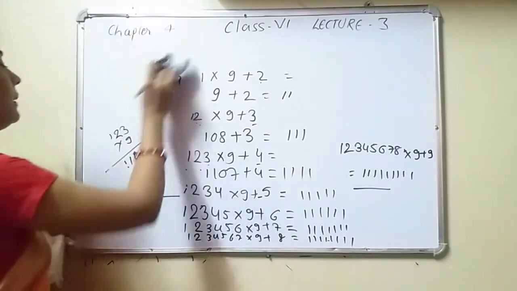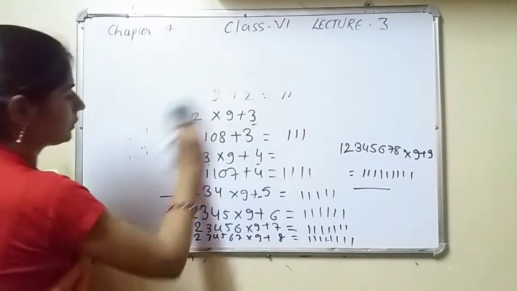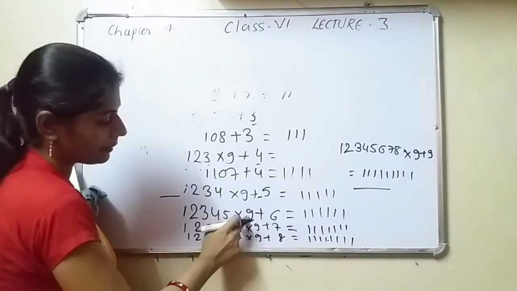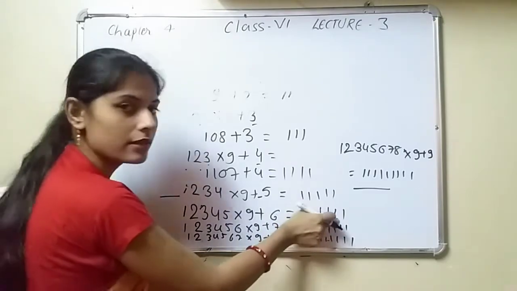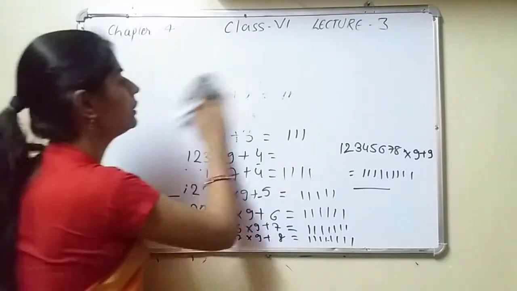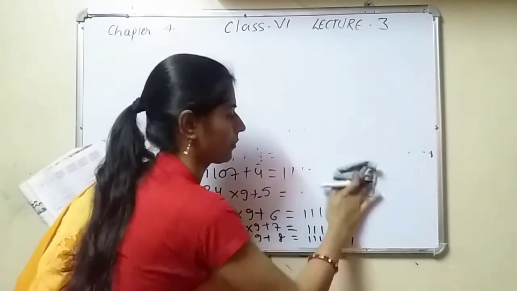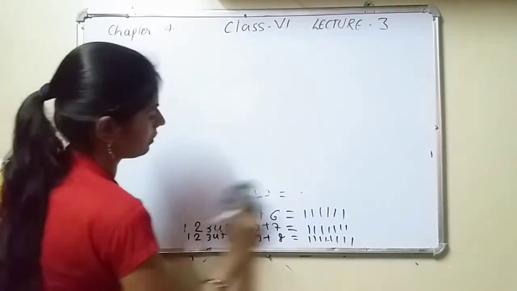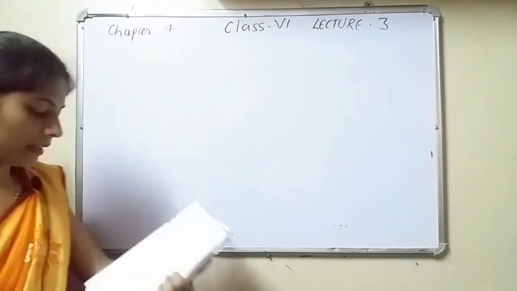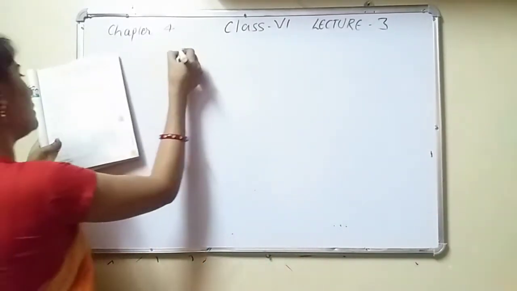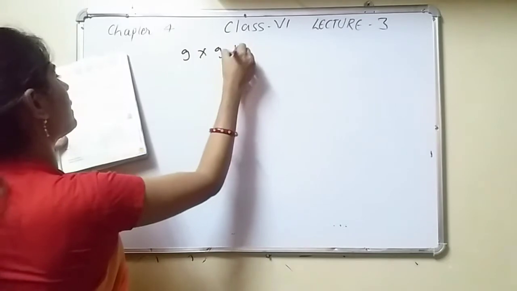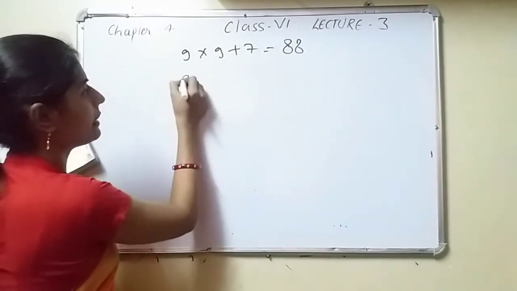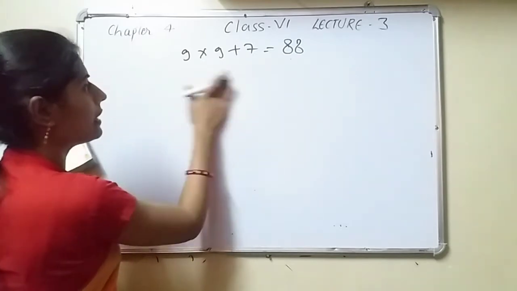Now see question number B. When you are multiplying this, 1 2 3 4 5 multiplied by 9 plus 6, you will get the same answer here. So try to solve. Now see next, question B. In this, 9 into 9 plus 7 is equal to 88. See, 9 multiplied by 9, 9 9s are 81, plus 7, that is 88.